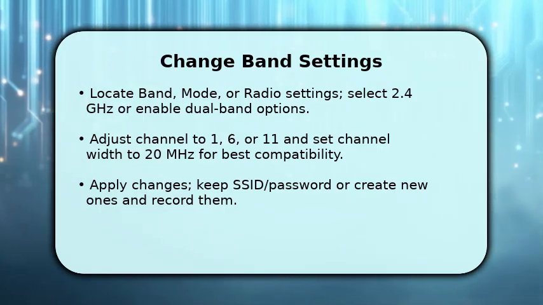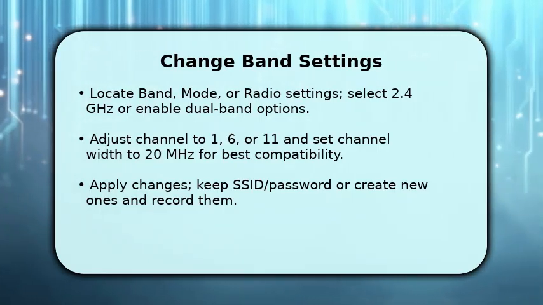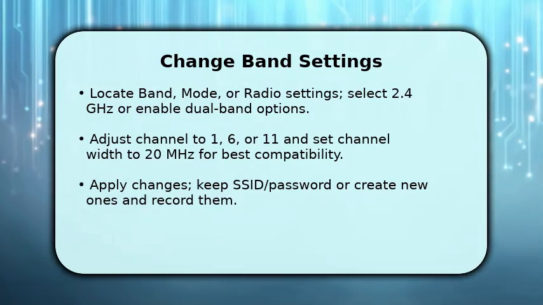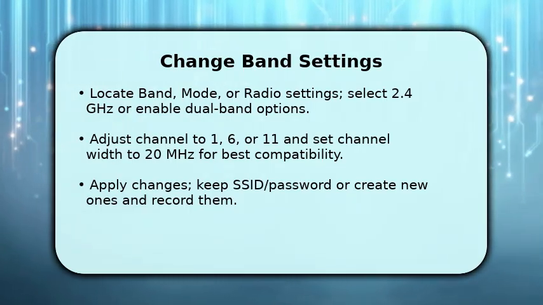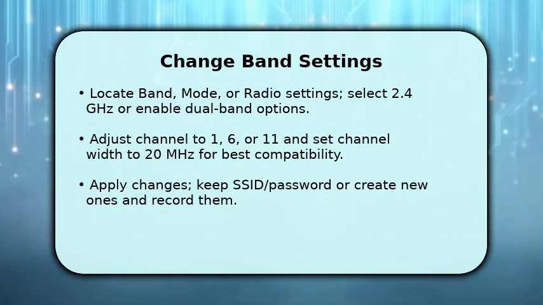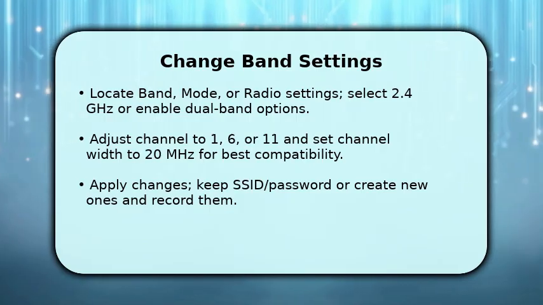If your router groups SSIDs, you can assign the same name and password to keep devices seamless. Otherwise, create a clear SSID for 2.4 GHz and save credentials. After adjusting settings, apply or save and wait for the router to commit the change.